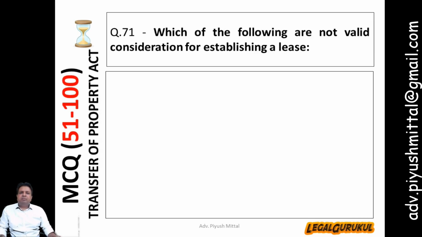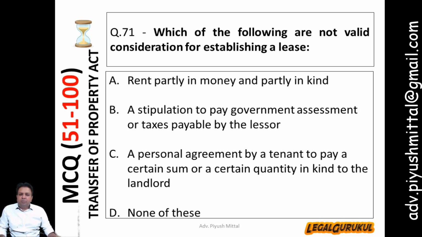Question number 71. Which of the following are not valid consideration for establishing a lease? Option A, rent partly in money and partly in kind. B, a stipulation to pay government assessment or taxes payable by the lessor. C, a personal agreement by a tenant to pay a certain sum or a certain quantity in kind to the landlord.